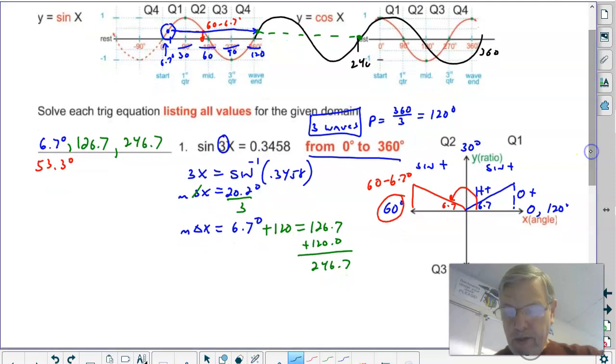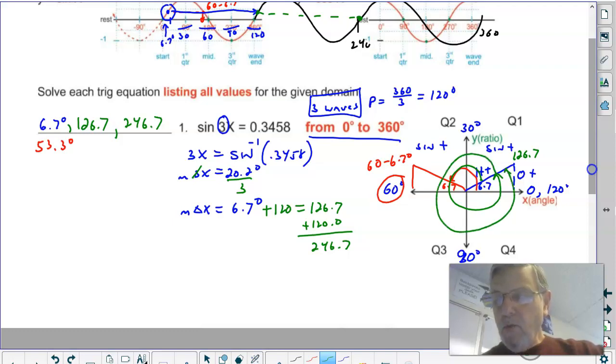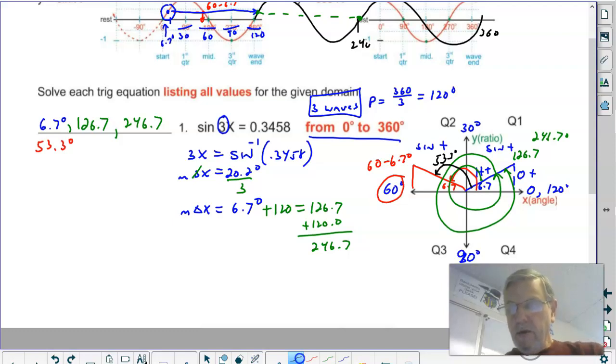Oh, well, let me show it to you radially as well. So here I am at 6.7, go around another 120. So see now how you're at 126.7, and go around again another 120, right? And now you're at the 246.7 radial view. Now let's go to the 53.3, which is right here, right? 53.3 is to here. Well, continue around another 120.